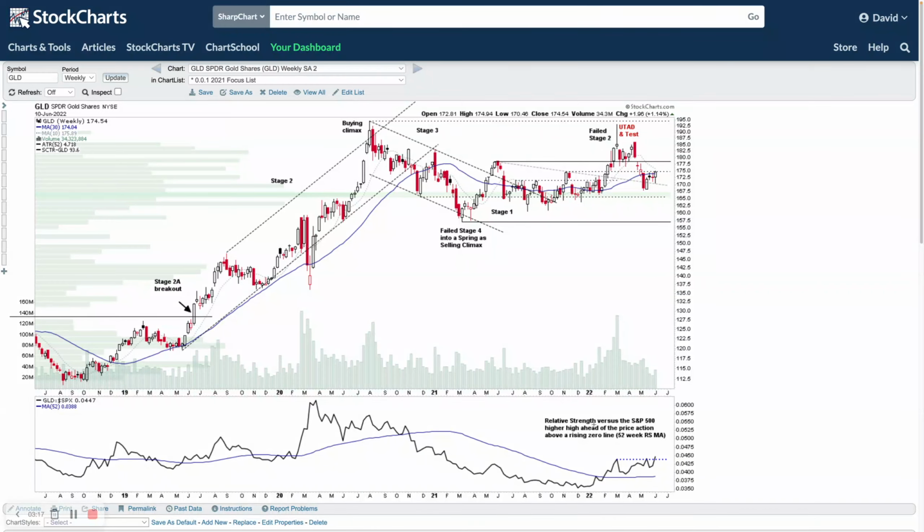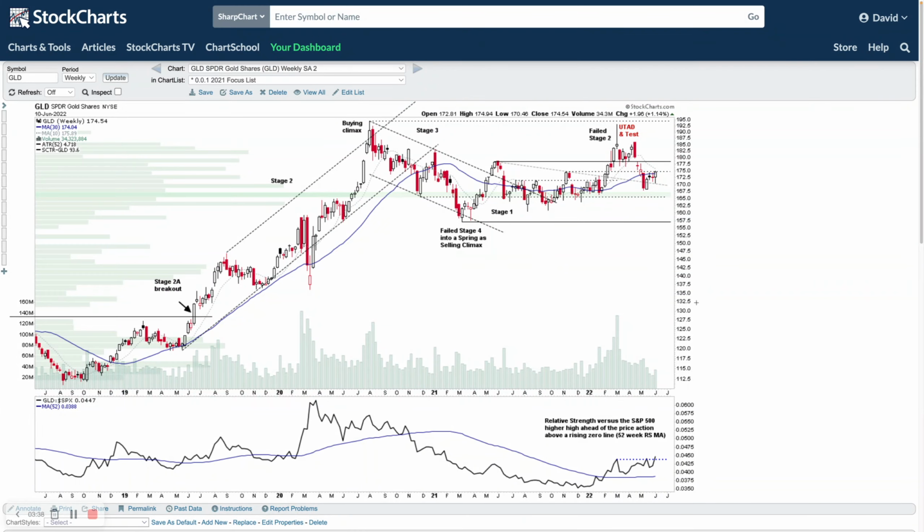So you can see from the relative strength versus the S&P 500, it's made a higher high ahead of the price action at the moment, and what we call the zero line, which is the 52-week RSMA of gold versus the S&P 500, which is this blue line here. So you see this is the 52-week RSMA. As you can see, it's just starting to turn up at the moment.